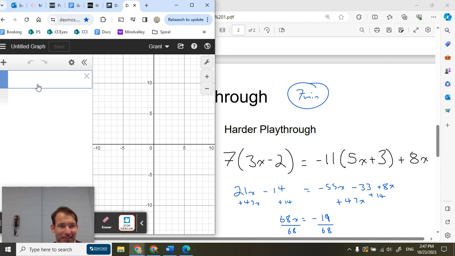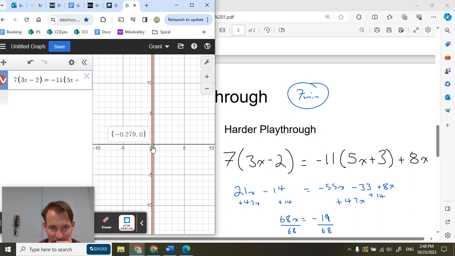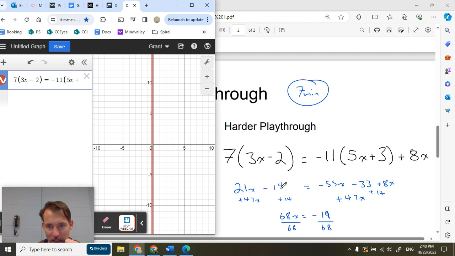Okay, so this is 7 bracket 3x minus 2 end the bracket is equal to negative 11 times 5x plus 3 end the bracket plus 8x. And I find that that's equal to negative 0.279.